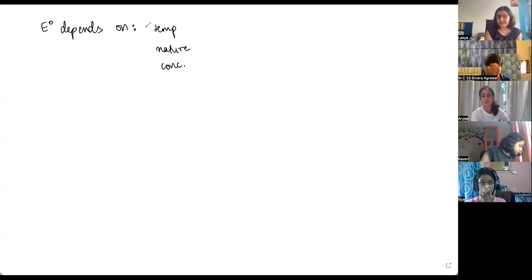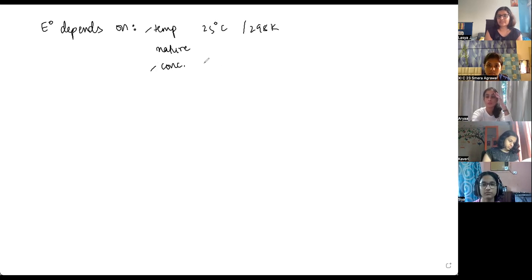So for standard electrode potential, obviously with different materials you get different standard potentials. But you're fixing the temperature, you're fixing the concentration. We said temperature should be 25 degrees Celsius or 298 Kelvin. And we said concentration should be unit concentration, that is 1 mole per liter, a 1 molar solution, right? So by keeping this constant, you're getting different potentials for different metals.